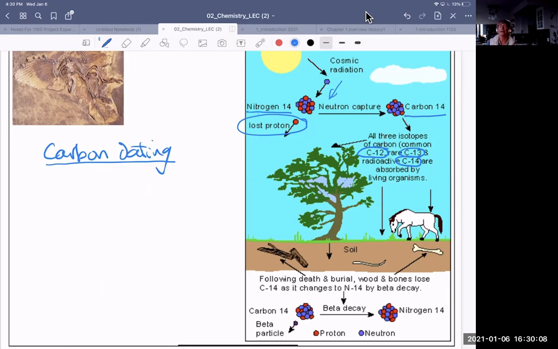It's constantly cycling. So at any given time, we have a fairly particular ratio of carbon 14 to carbon 12 and carbon 13. But of course, when you die, you don't take on any more carbon. So the carbon 14 that is in your body starts to decay, releasing a beta particle, it's called beta decay, into nitrogen 14.